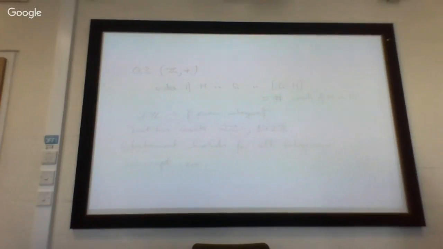Which subgroup is the problem? Which subgroup does not have a finite number of cosets? The identity. Yes, the subgroup consisting of the identity, the trivial subgroup. Except one, namely the subgroup consisting of just 0. This is the trivial subgroup, just the identity.